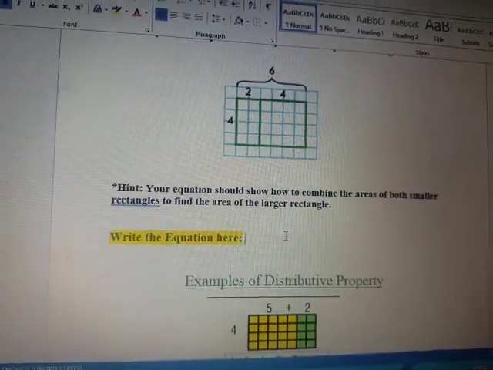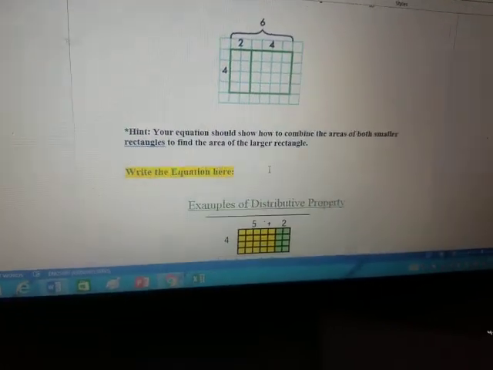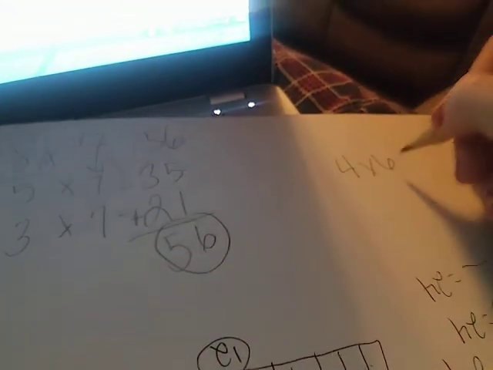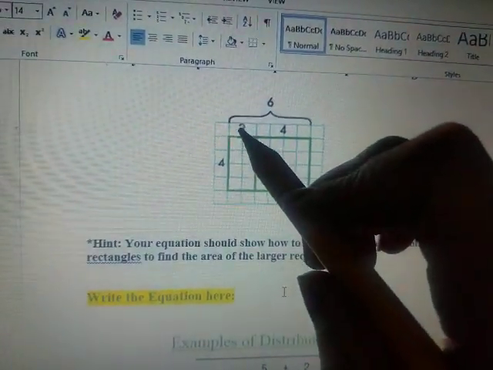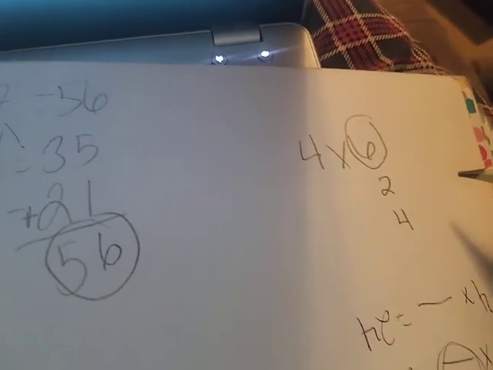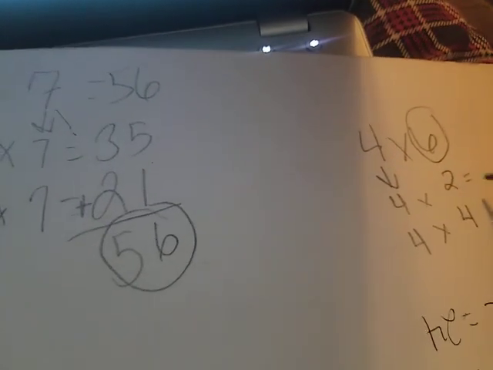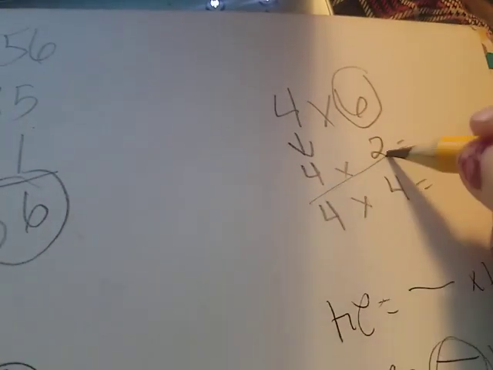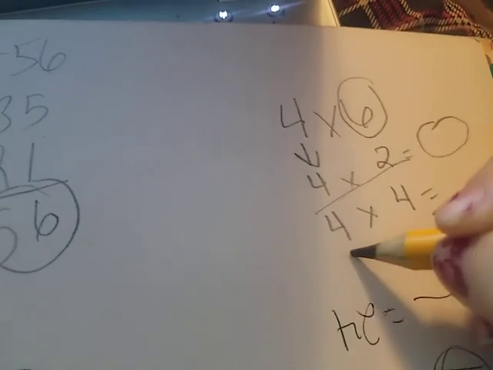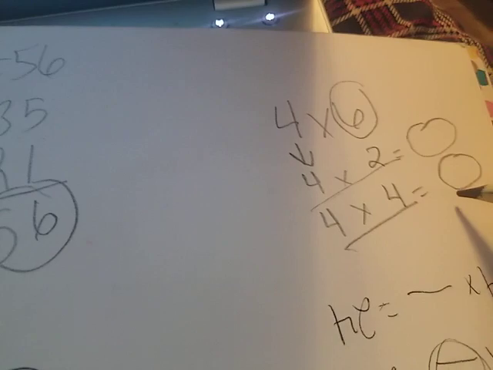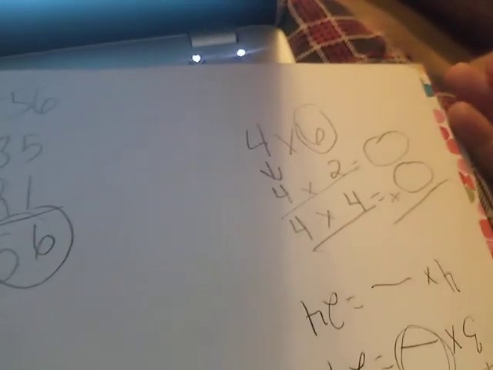You know how the problem for this one is really 4 times 6. But instead, they already broke down the 6 into 2 and 4. So you would have your bigger number, and they broke it down to 2 plus 4. And then if you remember, we dropped down the 4. Then we write our answer. Then we do 4 times 4, and we get our answer. And the last step was adding. And then we write our answer.